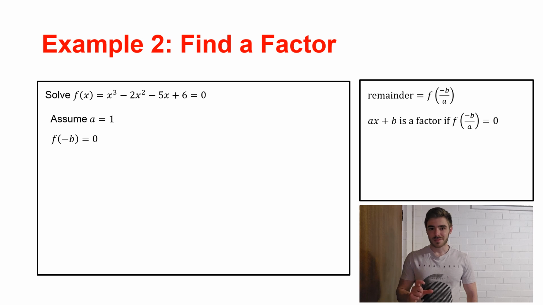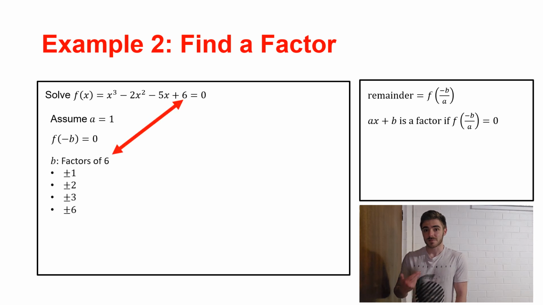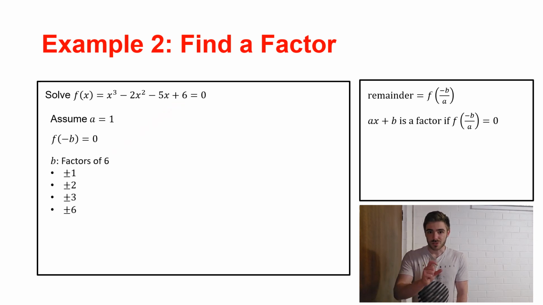Now you can still limit the number of possibilities by simply looking at factors of the constant at the end, which in this case means we're looking for factors of 6. Just don't forget both the positive and negative versions of those factors. Once we have that list, we're just going to test them from easiest to hardest until we get an answer of 0. That's all there is to it.